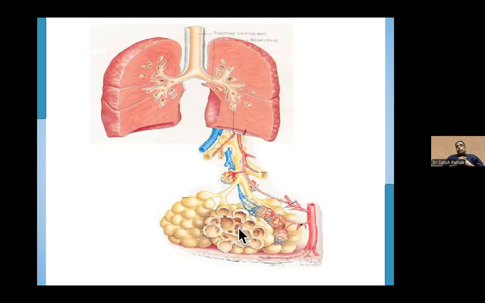Now, from the previous discussion, we have seen that the lung capacity is 4,600 ml air. That is called vital capacity. We can breathe in that much. But normally you are breathing in only 500 ml air.